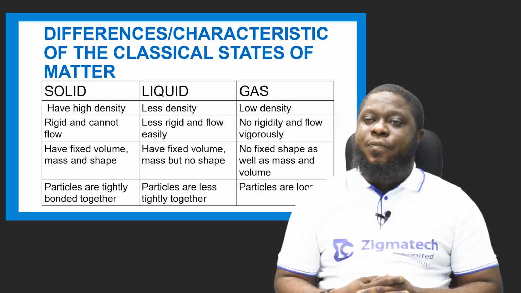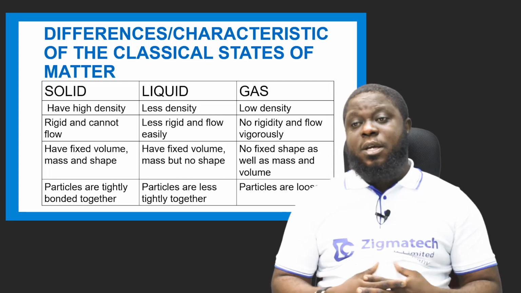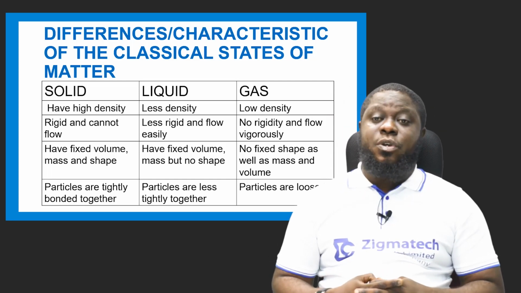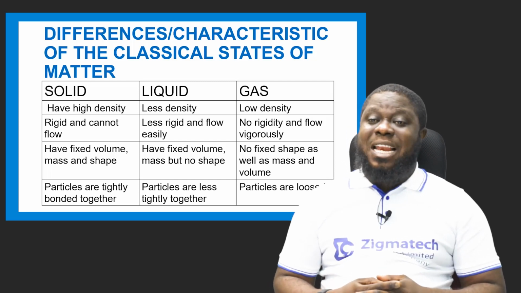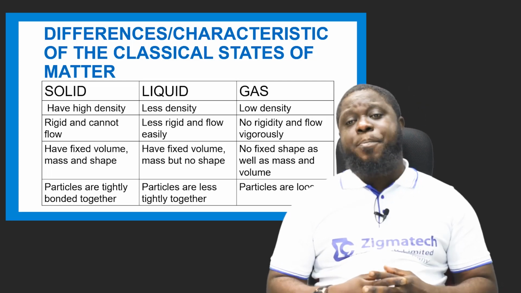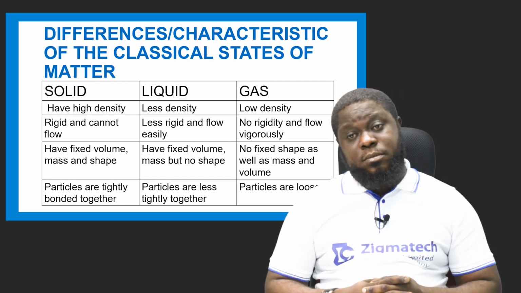Now the next one says no fixed shape as well as mass. Like I told you, it does not have a fixed shape. Okay? It does not have a fixed mass and it does not have a fixed volume. Now the particles are tightly bonded together in solids. Particles are less tightly bonded in liquids, and particles are loose in gases. Now in the solid, the particles are tightly bonded together. That is why they have a fixed shape.